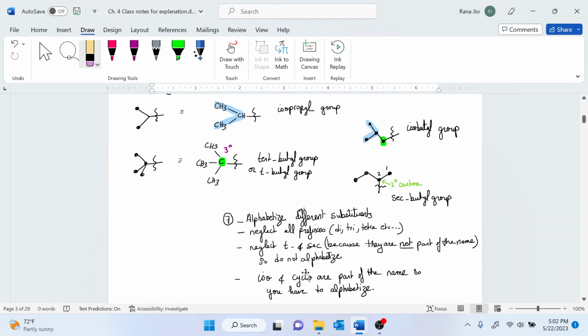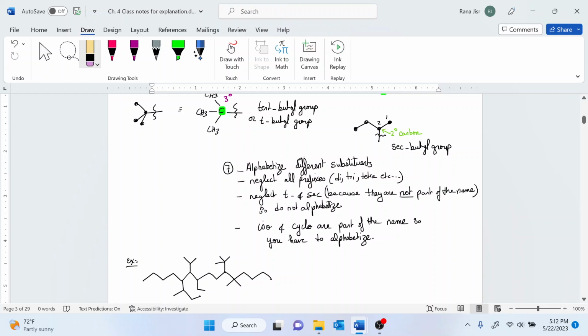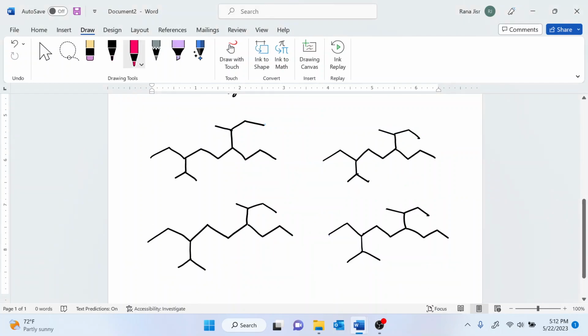Cyclo, we're going to talk about it as we proceed. Cyclo is considered to be part of the name, so you alphabetize the C. Let's have an example. If you have a case where you go with multiple paths and all result with the same number of carbons. Here I have a structure drawn 4 times just to show you those 4 paths in there. I do have options here. So I can start either from this end, or from this end, or this end, or this end. So let's see how many carbons we are going to get.